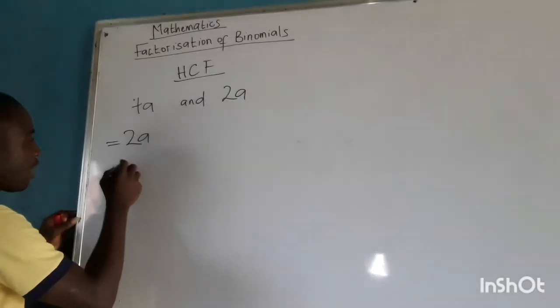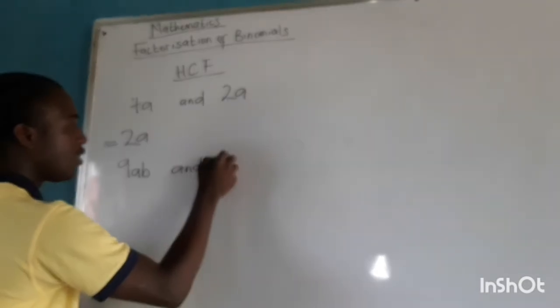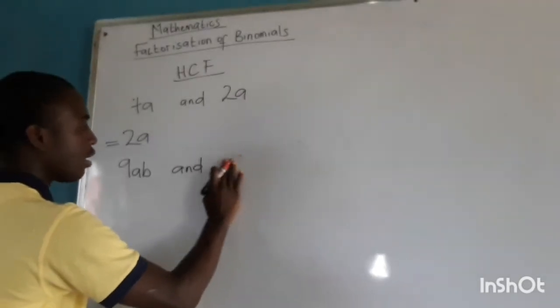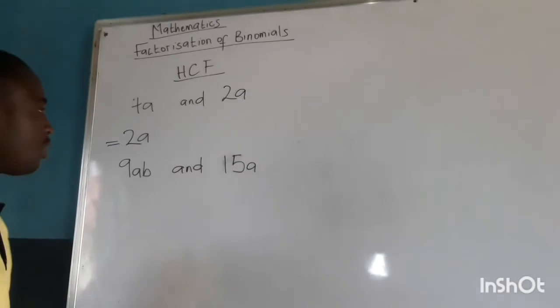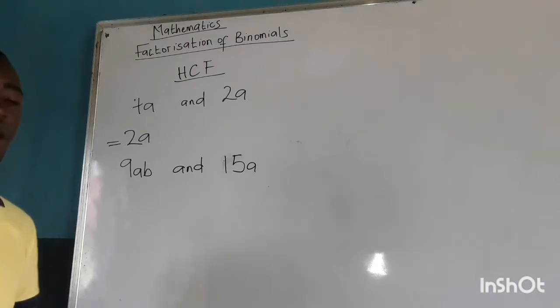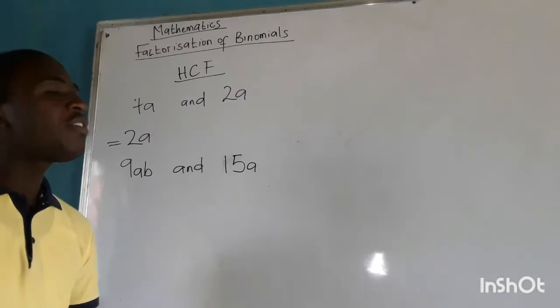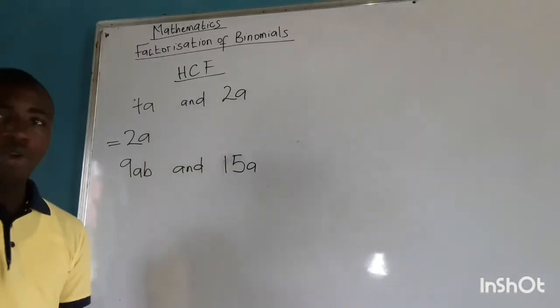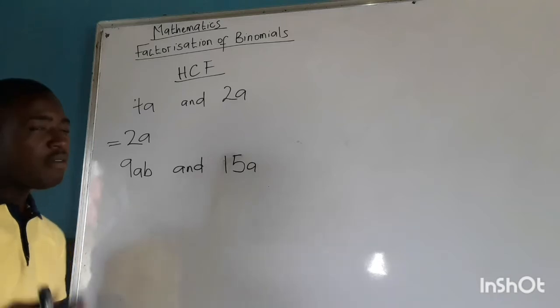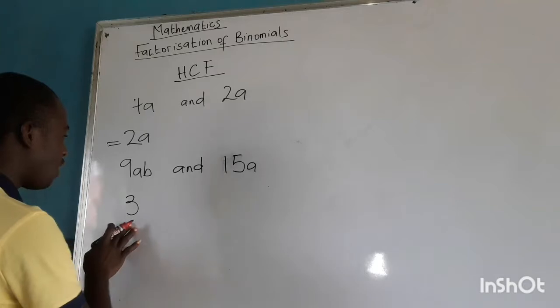Now let's imagine we can get 9AB and 15A. 9AB and 15A. Now for these 2 terms, the first thing you look at na the number. So if you look at the part of the numbers 9 and 15, what will be the biggest number we fit divide 9? We also fit divide 15. If you think well, you go know say na 3. 2 no fit divide 9, 2 no fit divide 15. So you go say na 3.